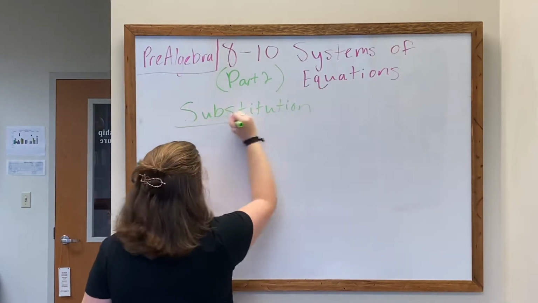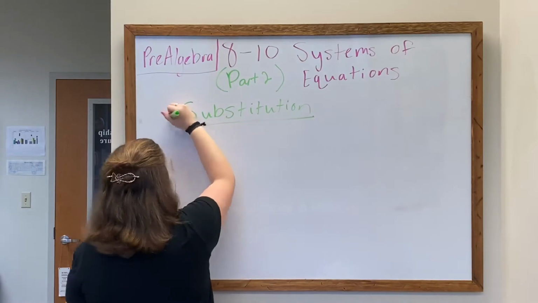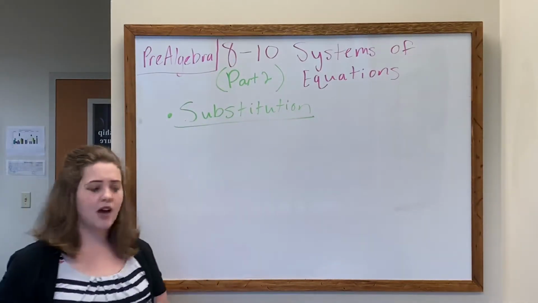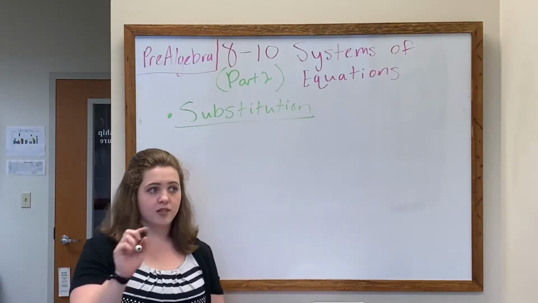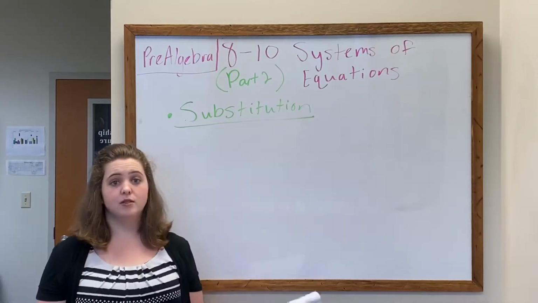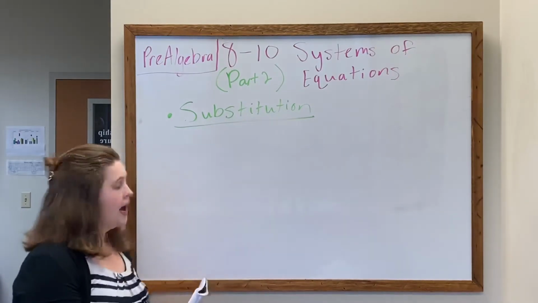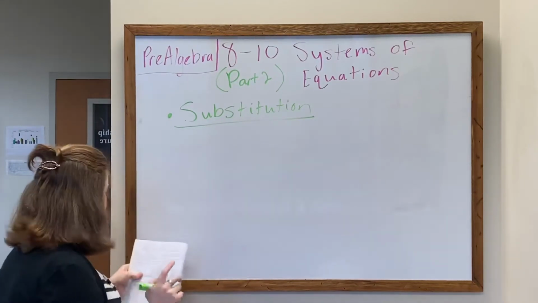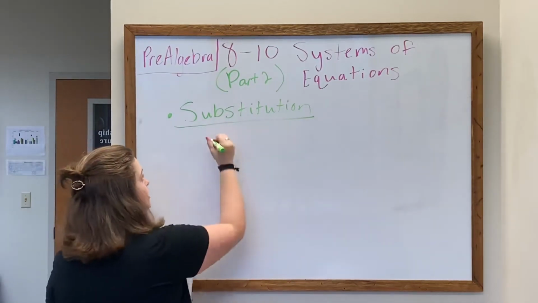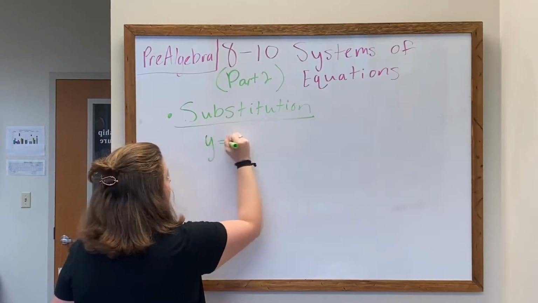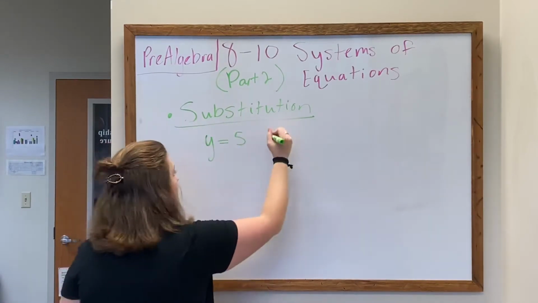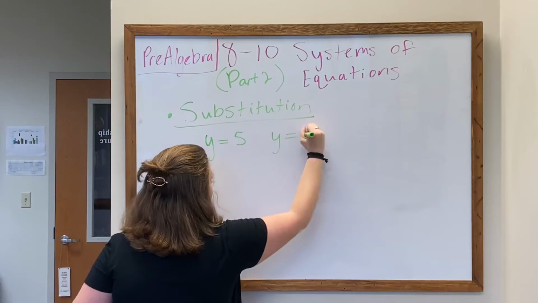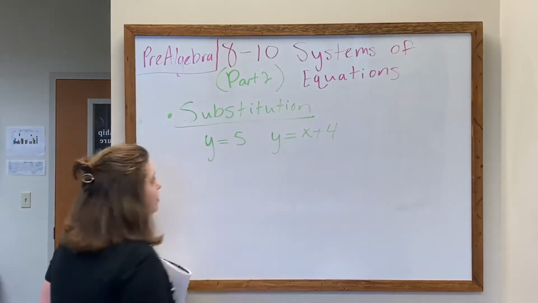Now we've talked about substitution in the past, just a little bit, where we have one number and we can substitute it in for a variable. You guys should remember that. How this is going to work today when you're given two equations is, suppose your equations look like this, and I have y equals 5 and y equals x plus 4.